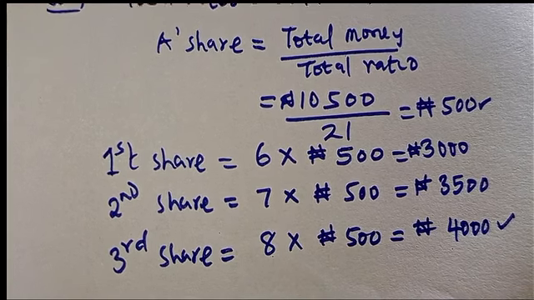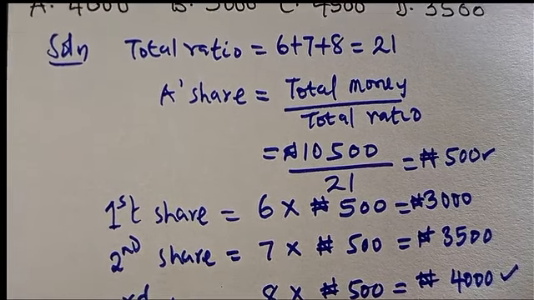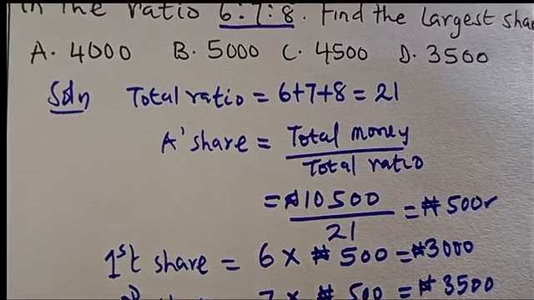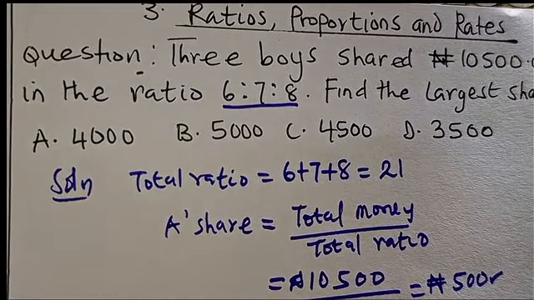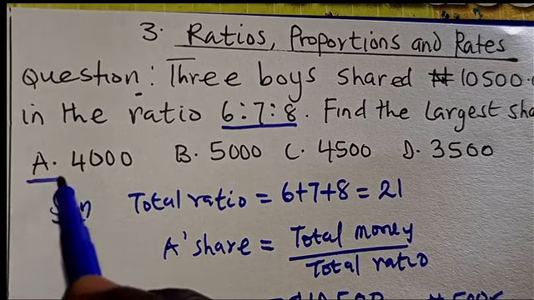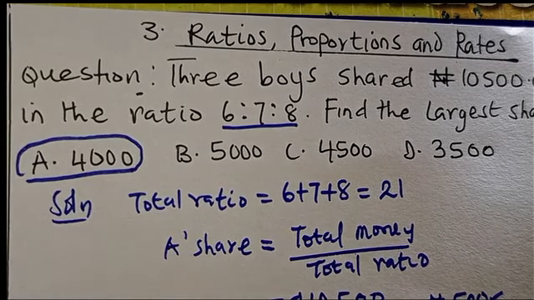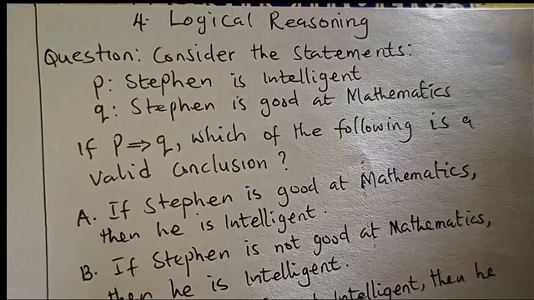Now let's check the options we have up there. Is there any 4,000 naira there? So you can see we have 4,000 naira here, which is option A. So we have option A to be the solution to the problem, right?